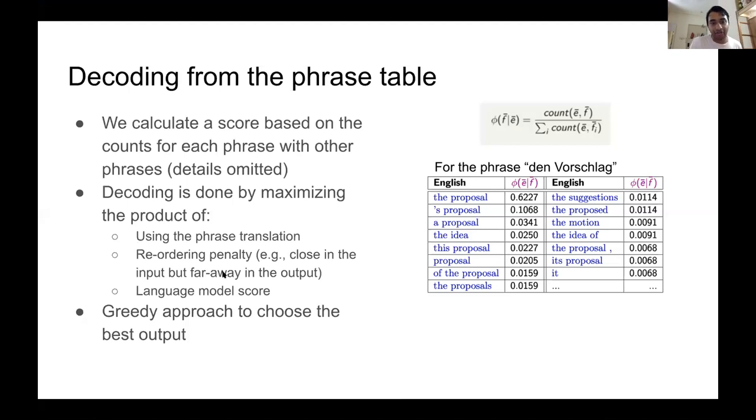Then you have a reordering penalty. What you do is that if phrases are very close together in the source sentence, but very far away in the predicted sentence, you apply a penalty. You say that these two phrases are probably talking about something common or about each other, and they should be close together and they shouldn't be so far away. So you apply a penalty for that.